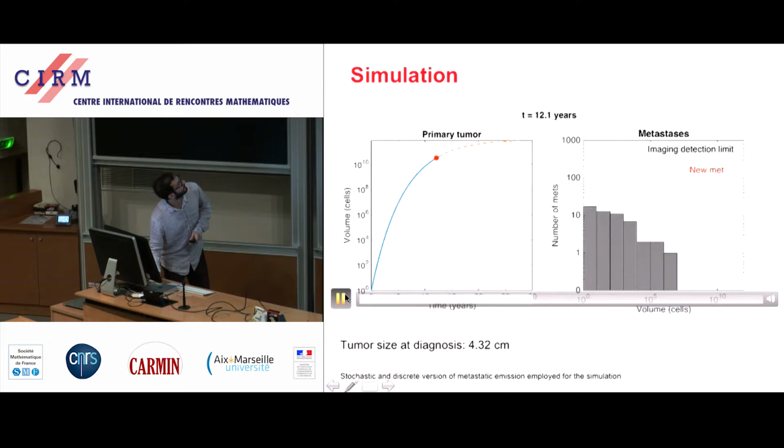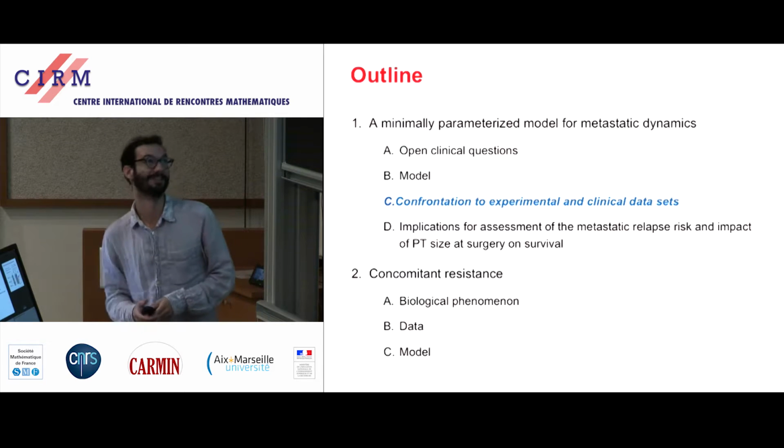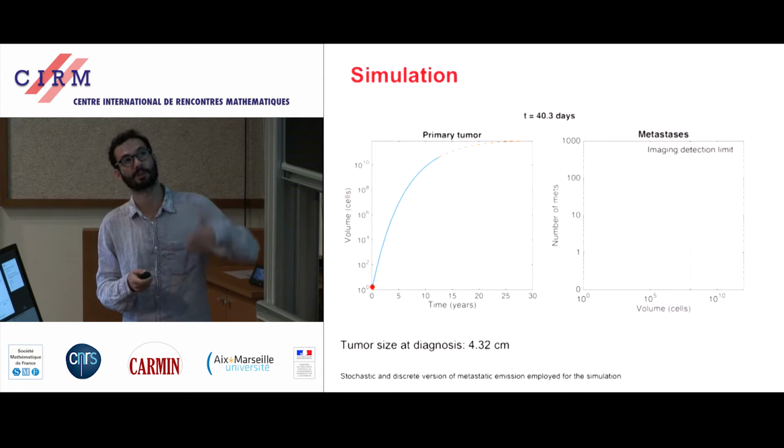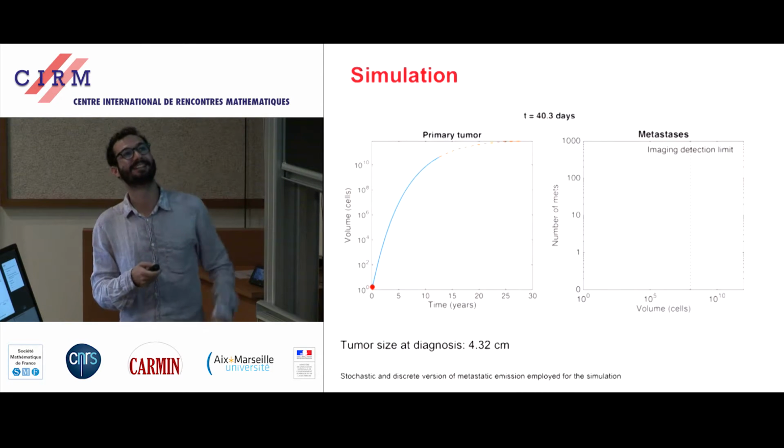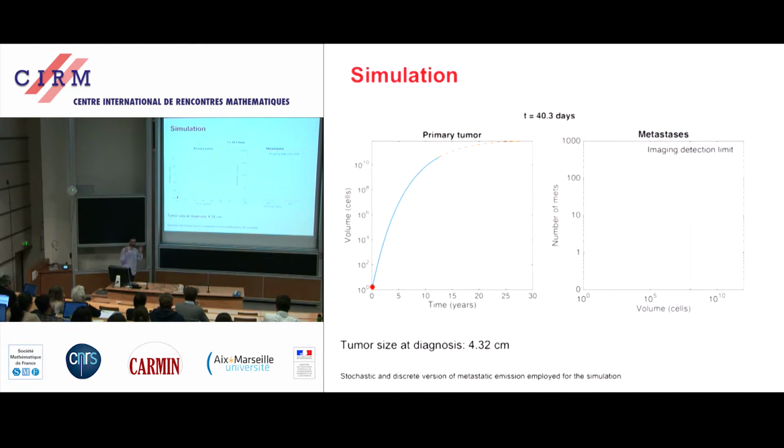Okay, this is the time. I will not do it again, but what we should have seen is that at the time of diagnosis, the whole metastatic mass, which was quite non-negligible, was below the detection limit, and then it would have grown and become overt metastatic disease after some time.